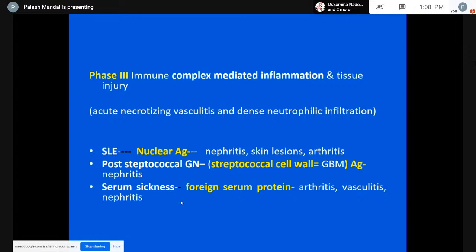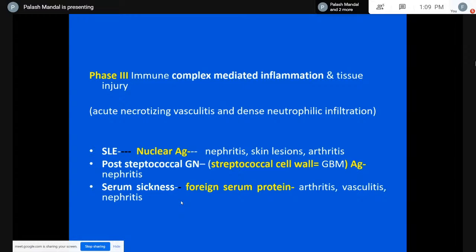Acute necrotizing vasculitis. So dense neutrophilic infiltration occurs, and they lead to the destruction of the wall of the vessels. Thin walled vessels are there, the capillaries are there, the blood vessels become destroyed and eventually they are ruptured. Okay, so that thing is leading to all the calamities.